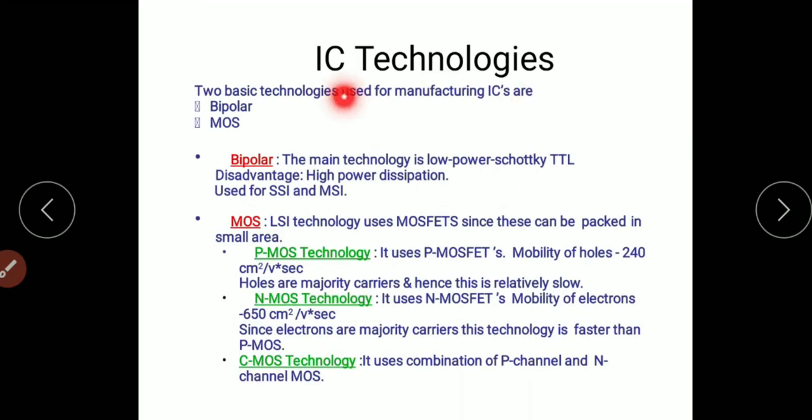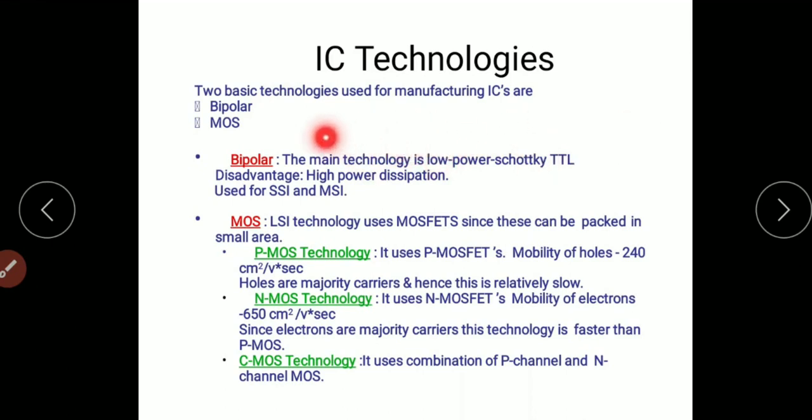So how are these ICs fabricated? These ICs are fabricated using either bipolar technology or MOSFET technologies. Bipolar technology is nothing but using TTL, ECL, like that.